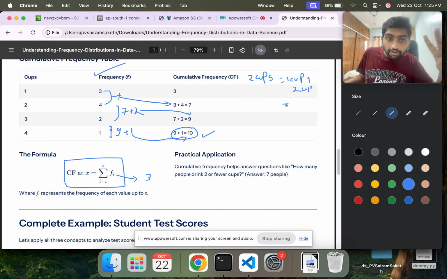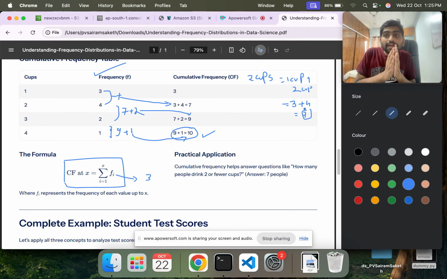Correct. So 1 cup, how many have drunk? 3. 2 cups, how many have drunk? 4. So total how many people? 7 people. So to identify how many people have achieved this, how many have achieved that, and what is the total percentage of people drinking 1 cup or 2 cups of coffee, you can identify that using the cumulative frequency. That is why your CF is very important.